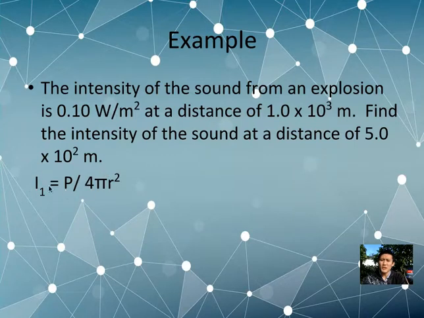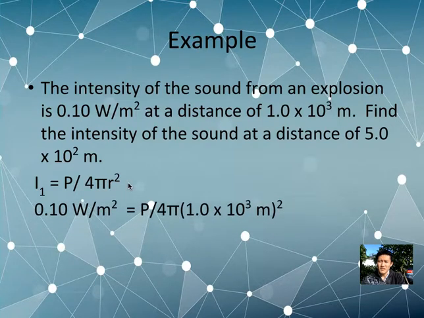Well, we take our equation. Intensity is equal to power divided by 4 pi r squared, which is the area of the sphere spreading out. And so we plug in our numbers. Our first intensity is 0.1, and then we have power divided by 4 pi r squared, where r is our distance away, so 1 times 10 to the third, squared. If you solve for P, you multiply this all together, and multiply it to the other side to undo the division to get power by itself. We come up with this really big amount of power from that explosion.